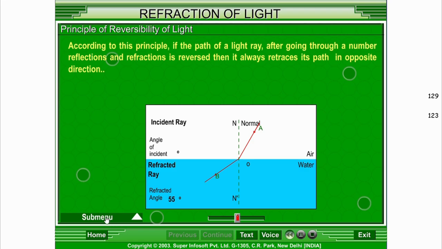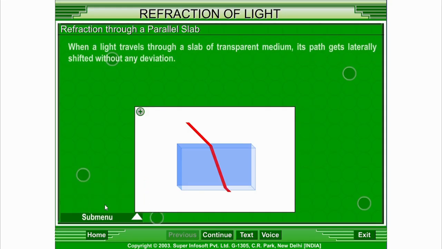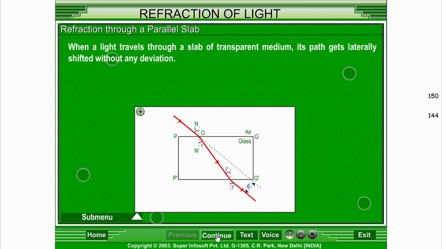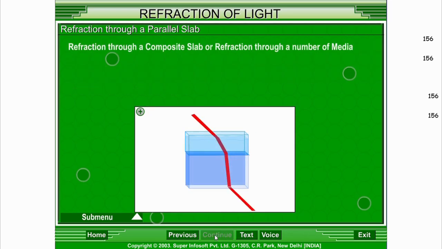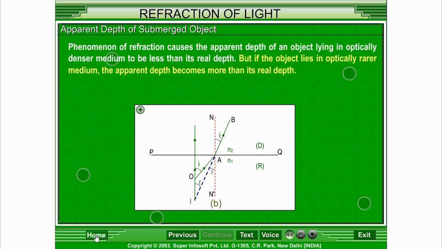According to this principle, if the path of a light ray, after going through a number of reflections and refractions, is reversed, then it always retraces its path in opposite direction. Suppose a slab of transparent medium having refractive index n is bounded by... Consider the situations shown in Fig. Suppose medium 2 is air, a rarer medium, and an observer looks at the image from this medium, Figure.